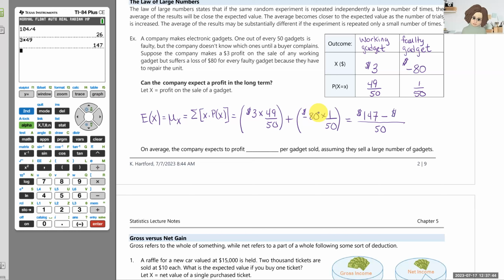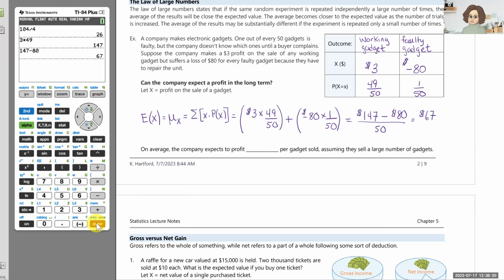So hopefully what you can see here is that their gain here is outweighing their losses because they're selling so many good ones. Even though it's only a $3 profit, they're selling so many good ones that they're able to sort of deal with that loss and still come out ahead. So let's look at that numerator. So 147 minus 80, they're going to be up $67 total.